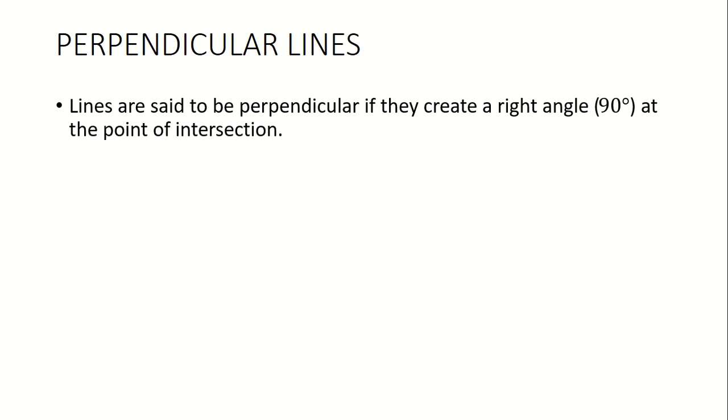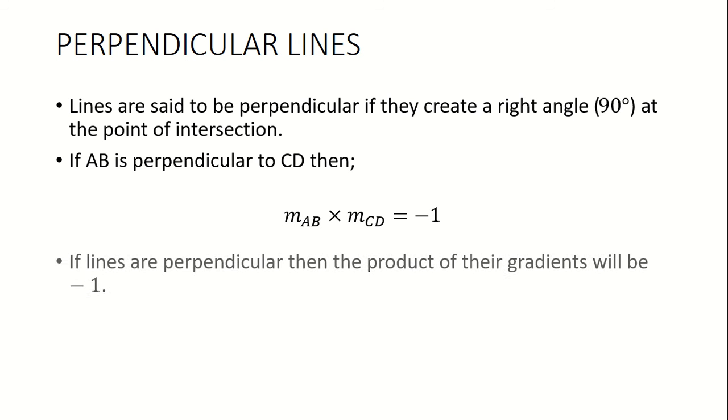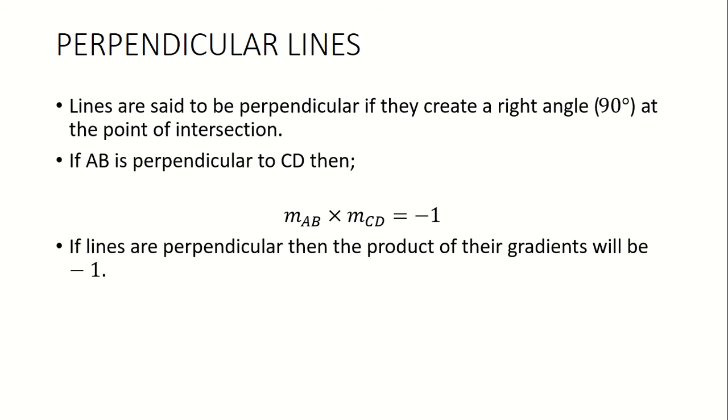For perpendicular lines, lines are said to be perpendicular if they create a right angle, which is a 90-degree angle at the point of intersection. If AB is perpendicular to CD, then when I calculate the gradient of AB and I multiply it with the gradient of CD, I should get negative 1. If the lines are perpendicular, then the product of their gradients will be negative 1.